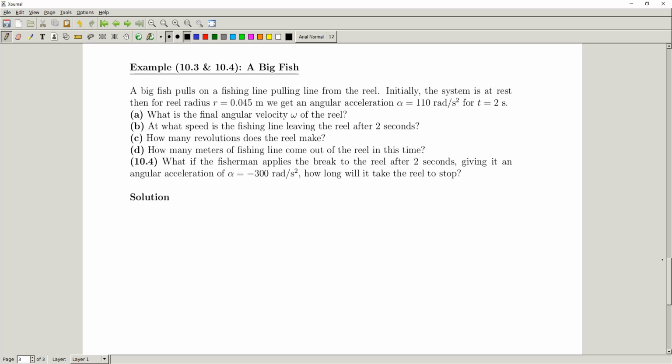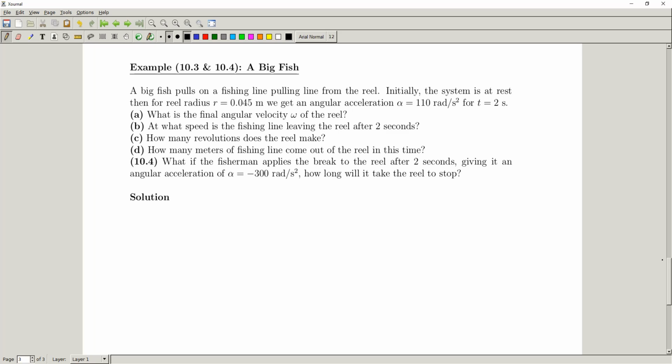So let's start off with the first example here. This is from the textbook. This is 10.3, and then they also do 10.4, where they just build on example 10.3, but we're going to do it all in one shot here. And so we have a big fish that's pulling on a fishing line. So we have a fisherman with a fishing line. So the fish is pulling on the fishing line, and line is getting released from the reel, right? The fish is pulling the line out of the reel, and the reel is spinning as the line is being pulled out. So initially the system is at rest, and the reel has a radius of 0.045 meters.